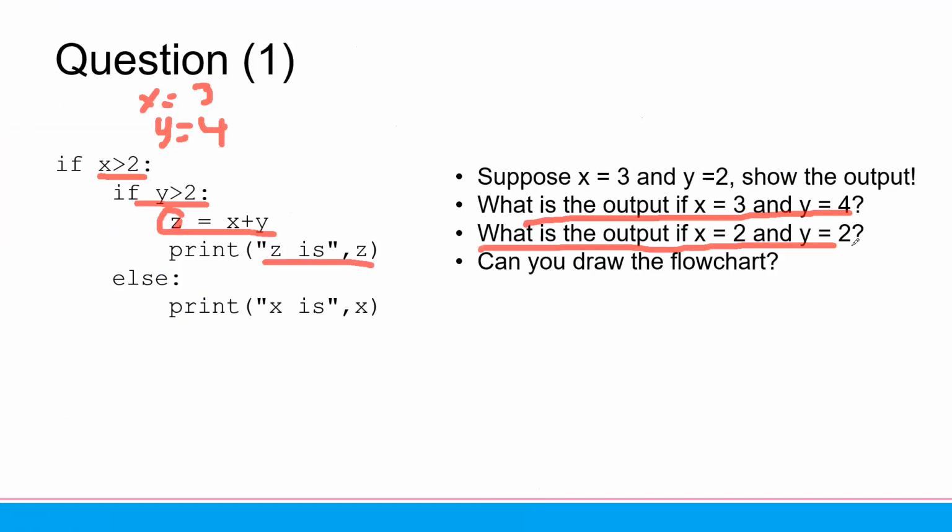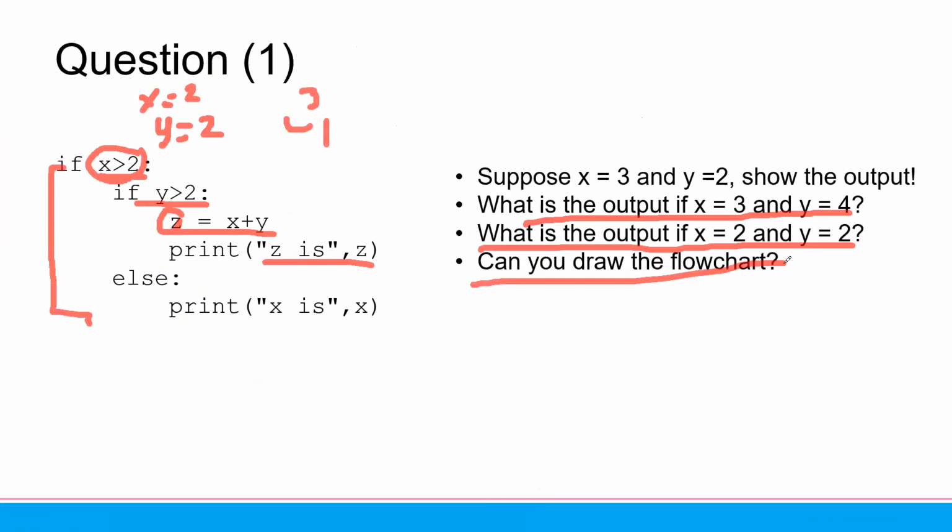What is the output if x equals to 2 and y equals to 2? So now x equals to 2, y equals to 2. X higher than 2? No. Then nothing. Then there will be no output. Okay.